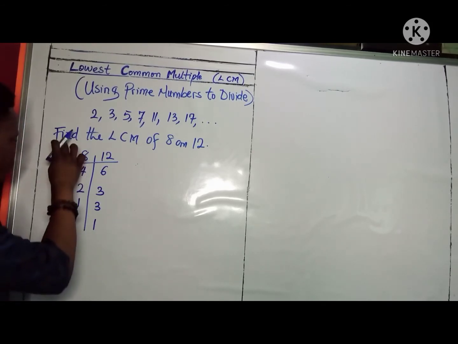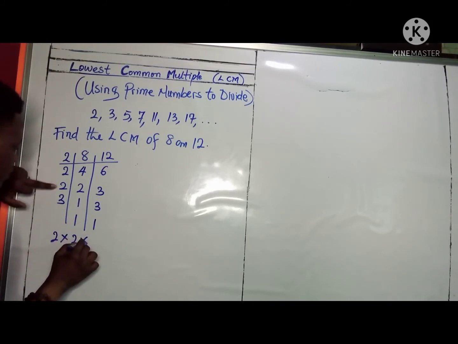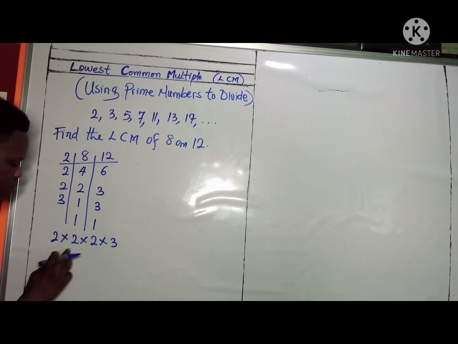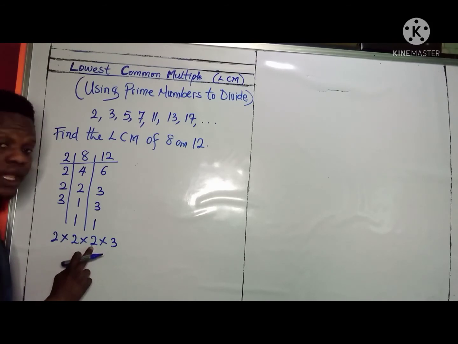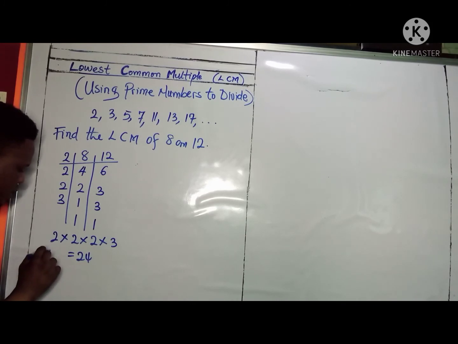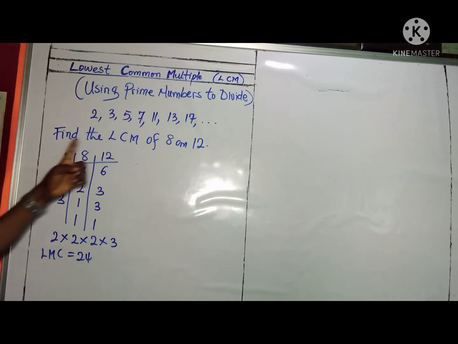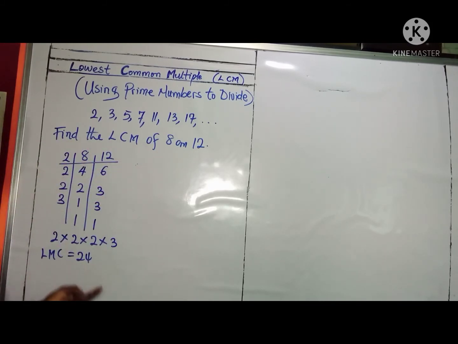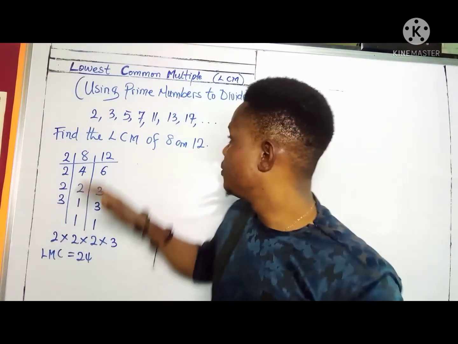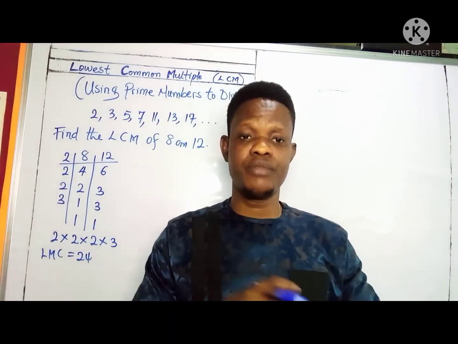That means we are done. So we pick all these numbers: 2 times 2 times 2 times 3. So 2 times 2, 4. 4 times 2, 8. 8 times 3, which is 24. So the LCM of 8 and 12 is 24. That is how to find the LCM of numbers using prime numbers. It is as simple as that.